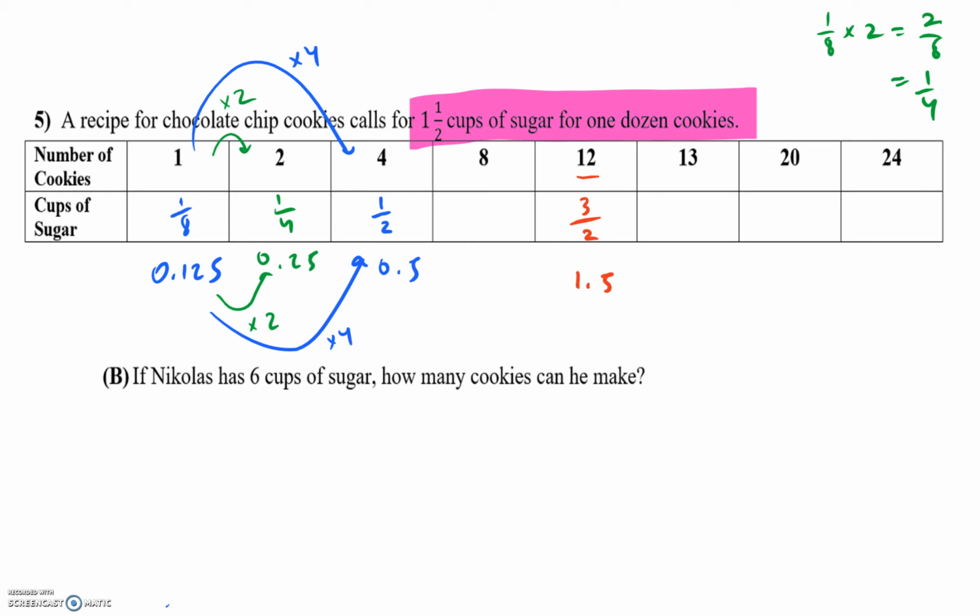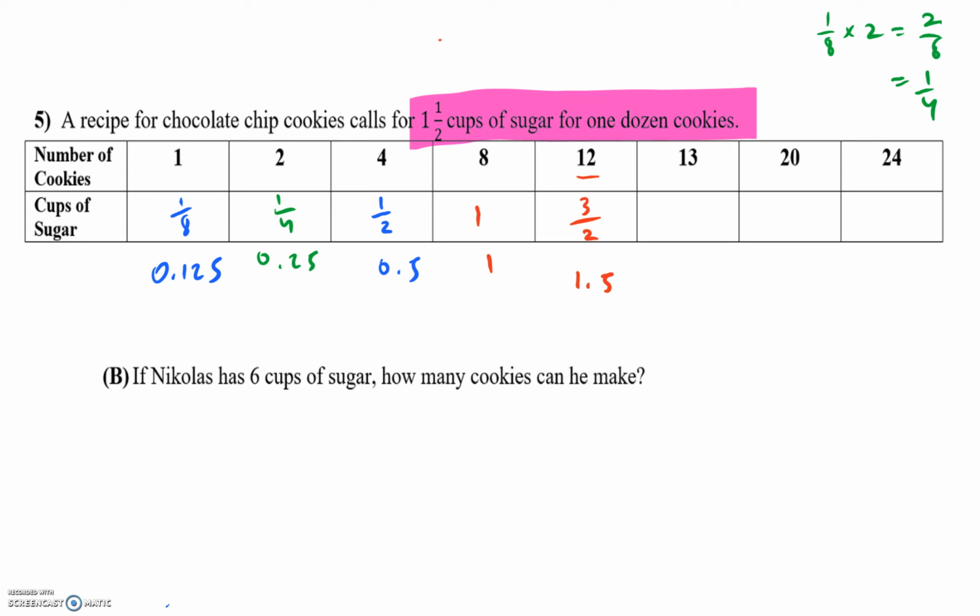1 times 8 gives me 8. Sorry, that's 8 times 1/8. That gives me 8 over 8, or 1. 0.125 times 8. That's also 1. Once again, I'm going to clean this up a little bit. In your case, if you're working on paper, you're not going to be able to clean it up. But that's okay, as long as it's as neat as it can be and I can read it.